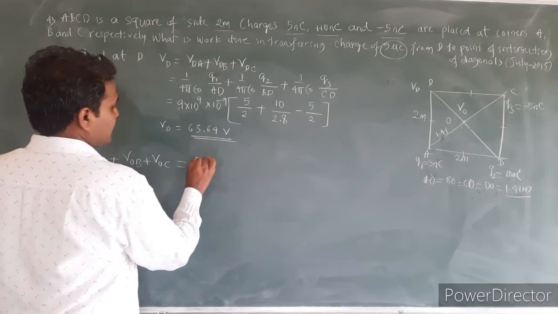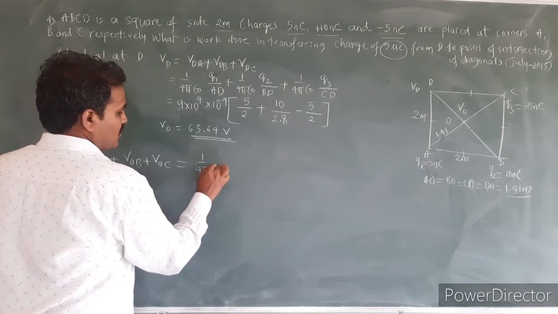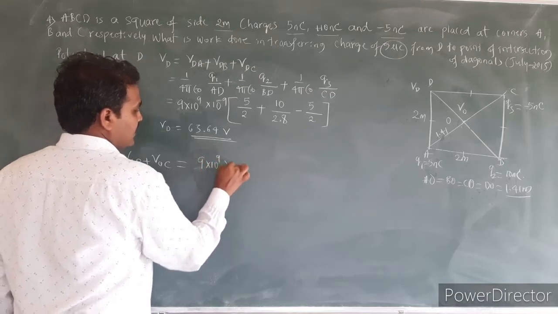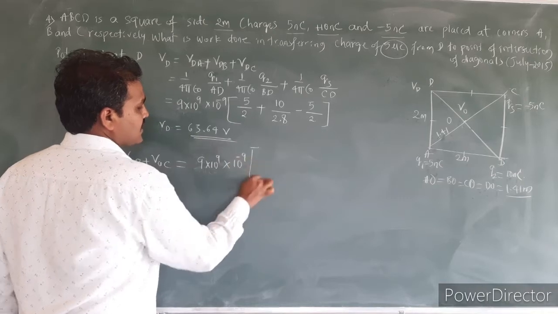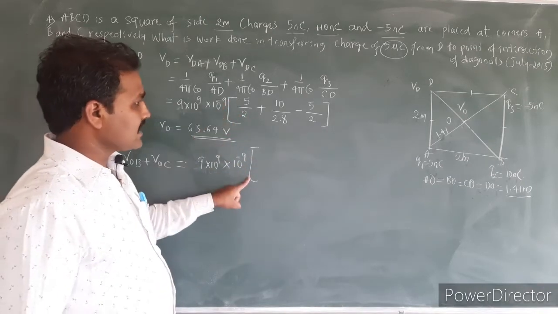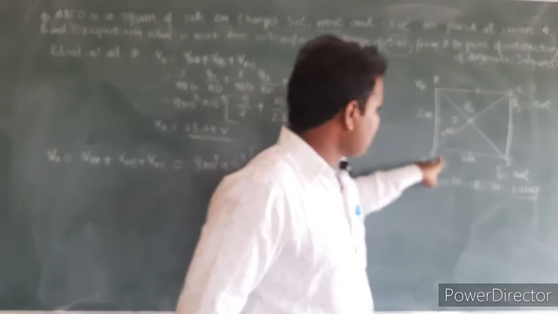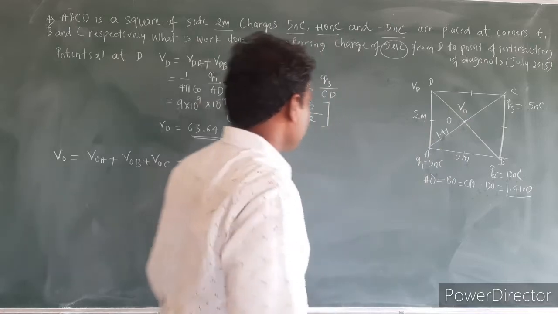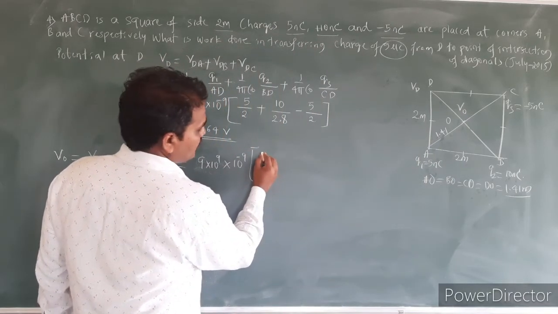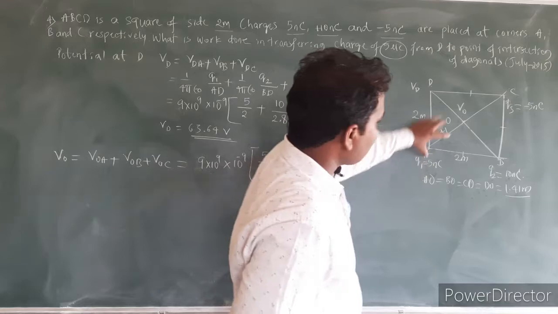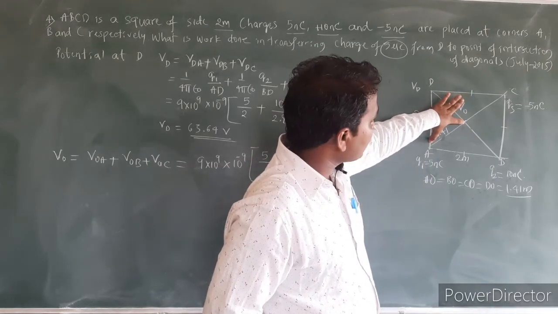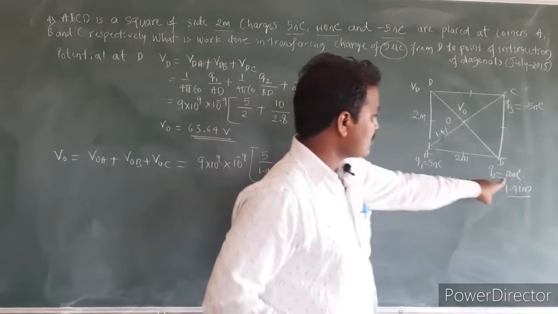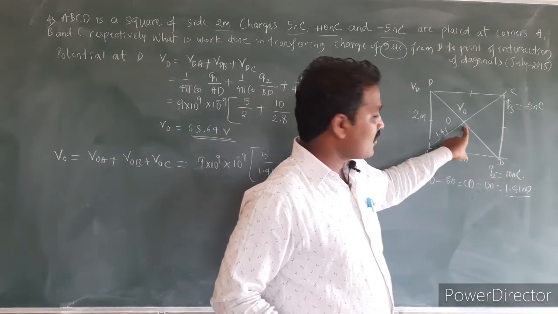Here I can directly write 1 by 4 pi epsilon naught, or I can write 9 into 10 to the power of 9 into 10 to the power of minus 9. Just compare with previous case here, just write the values. Okay. So here my source charge is at E and point of concentration is at O. Here the distance I have to write is what? 5 divided by what is the distance between the source charge and the point of concentration? That is 1.41.